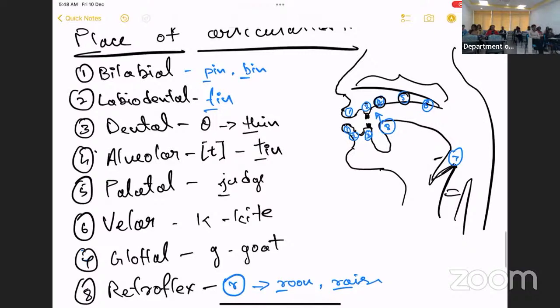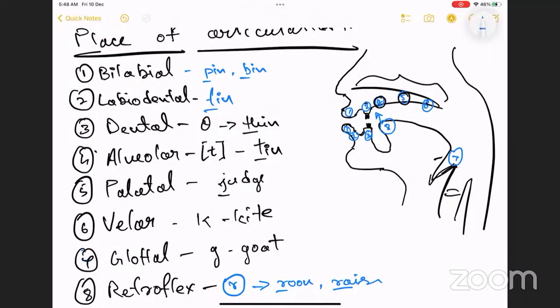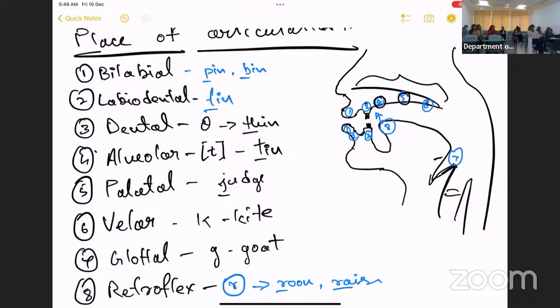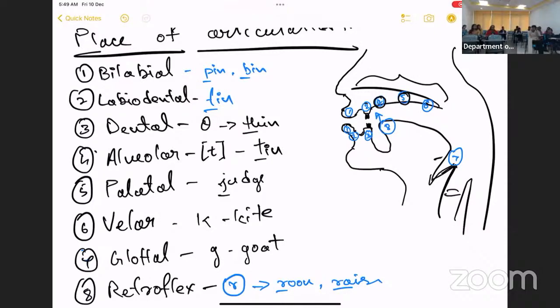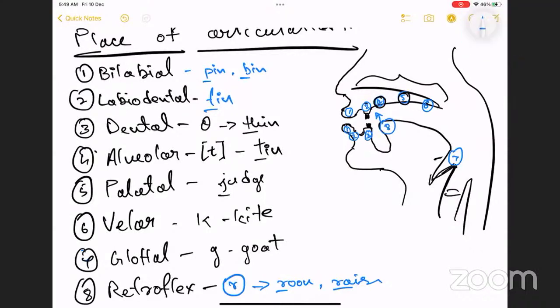There is the alveolar. Srini, do they do post-alveolar sounds also? Srini? Will they come across post-alveolar sounds? I know they will come across sh and all of that. But okay, I'll just mention it. You have alveolar, and there is also something called post-alveolar.